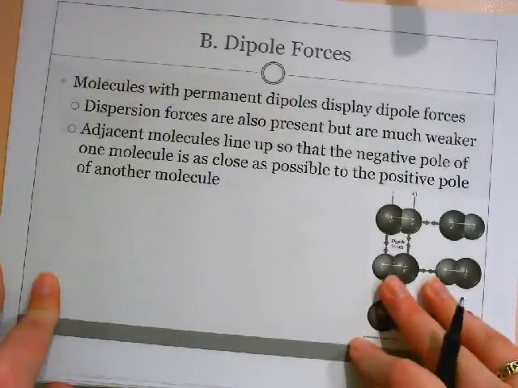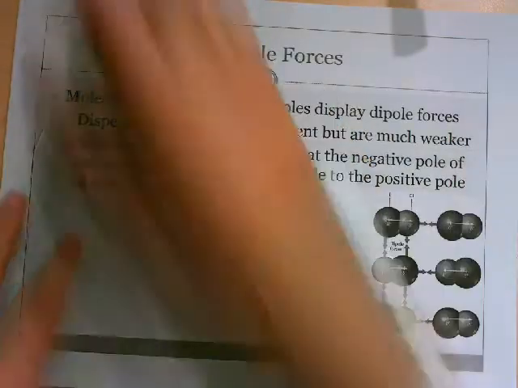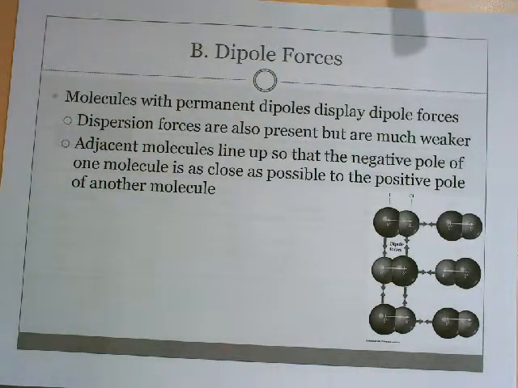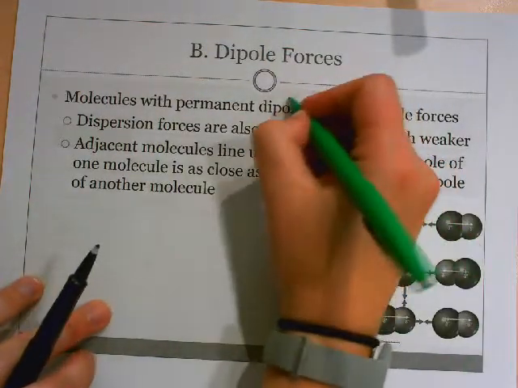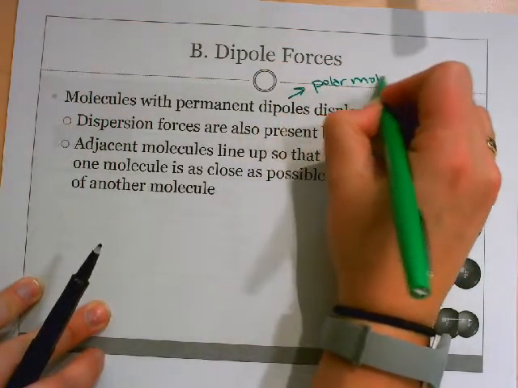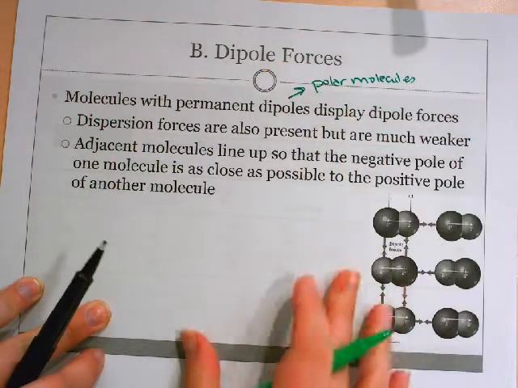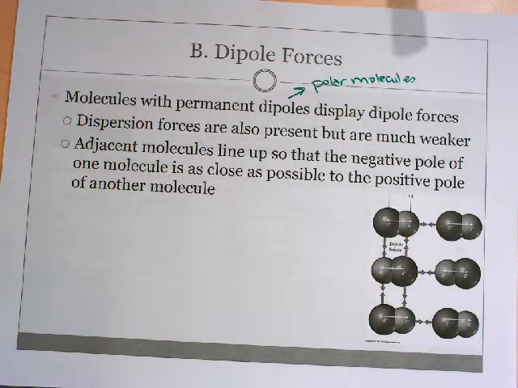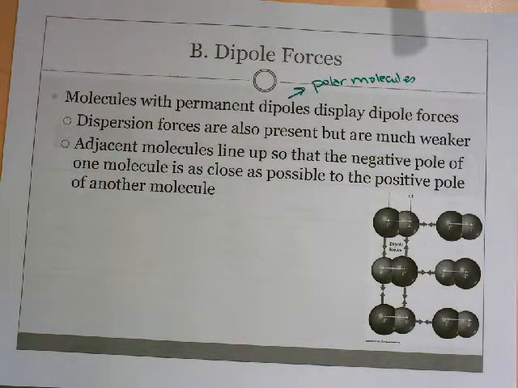So molecules with permanent dipoles display what's called dipole forces. Permanent dipoles would be polar molecules. Right? They're asymmetrical in some sort of way, so that they have a definite positive and negative end. Dipole molecules do have dispersion forces, but comparatively, they have a lot of dipole force and a little bit of dispersion force.